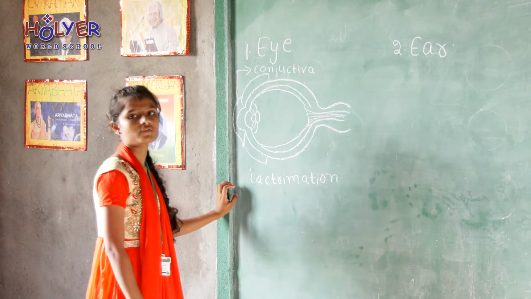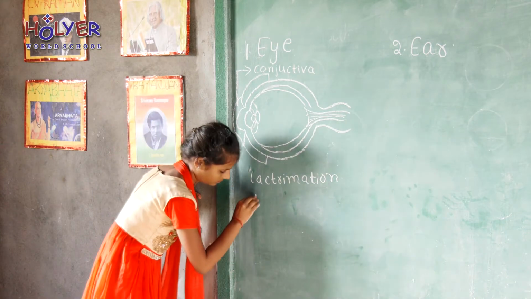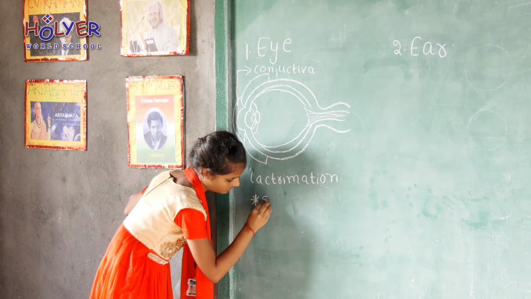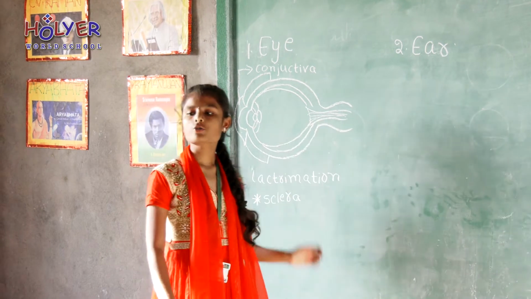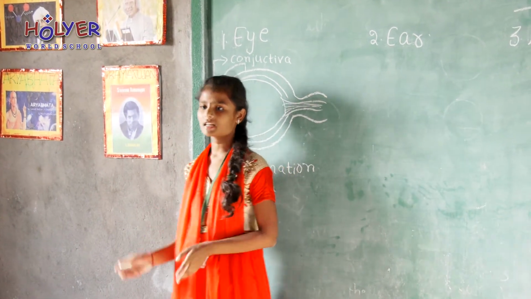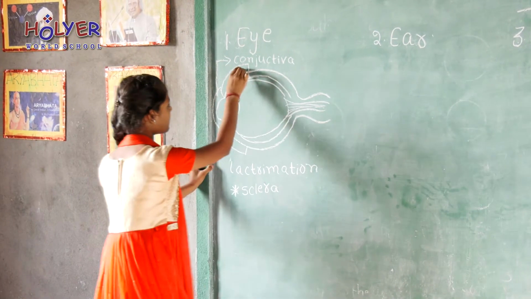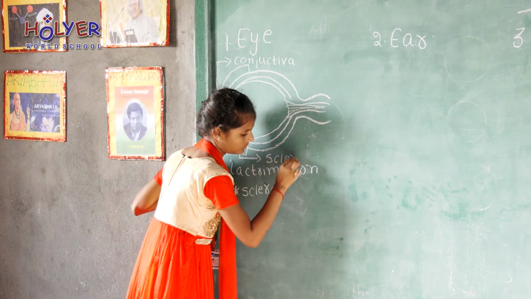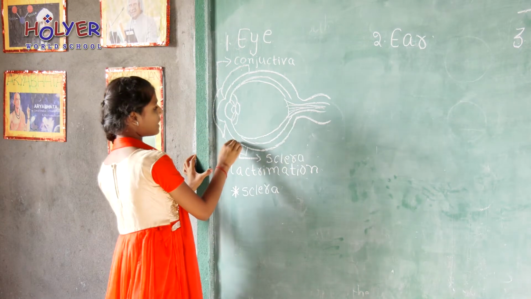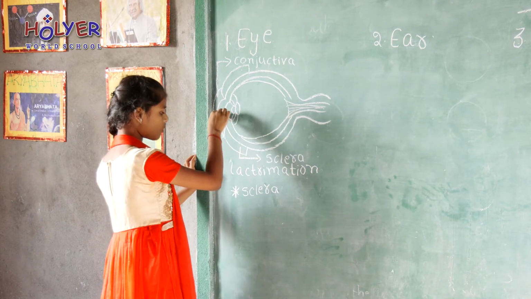There are 3 layers of the eye. First one is the sclera. The sclera is the outermost rough, non-elastic and white colored layer, and this is the sclera. This sclera blends to form the cornea, and this is the cornea.